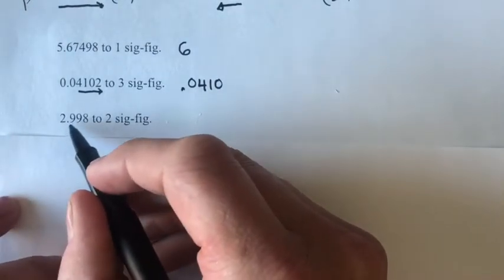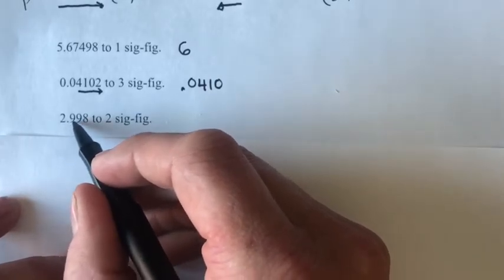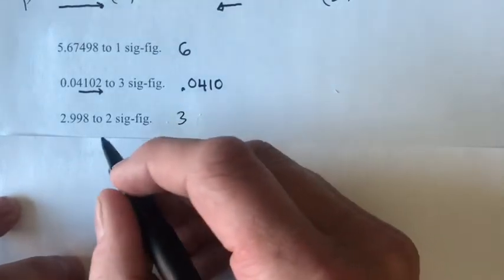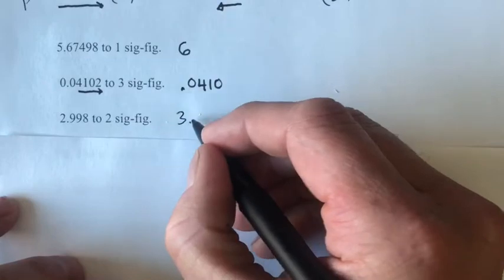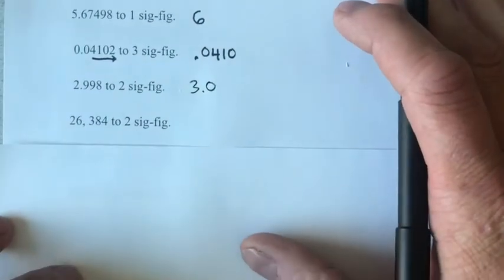All right, next in line is 2.998 rounded to 2 significant figures. So we just have to see how the second significant figure affects the first. The 9 rounds the 2 up to a 3. 3 is not an appropriate answer here because we need two significant figures. This is 3.0.